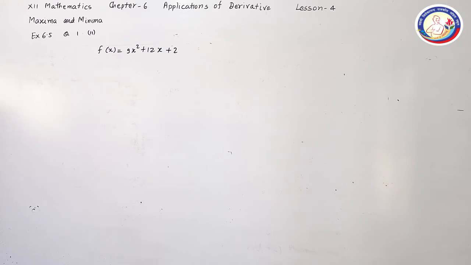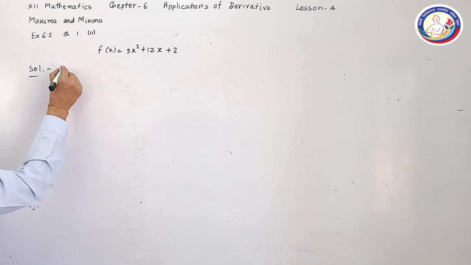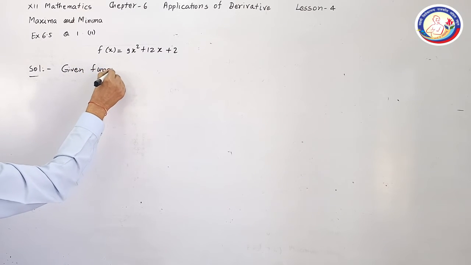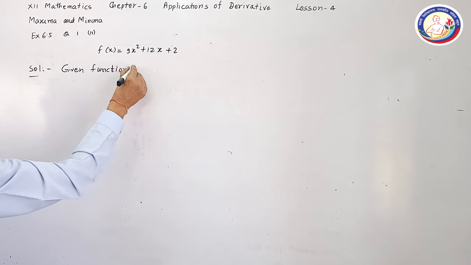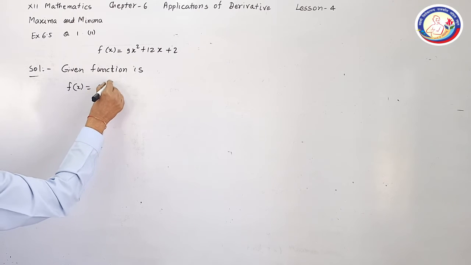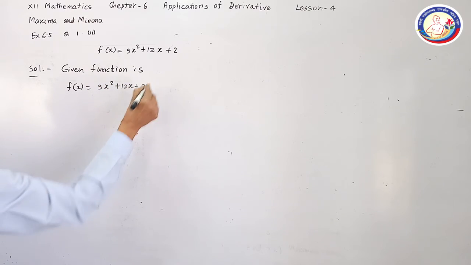We have to find minimum or maximum value if exists for the function. Now, as I told earlier, we will use second derivative test first. We have to find minimum or maximum of this function. The given function is 9x square plus 12x plus 2.